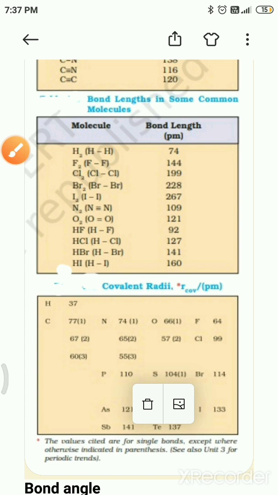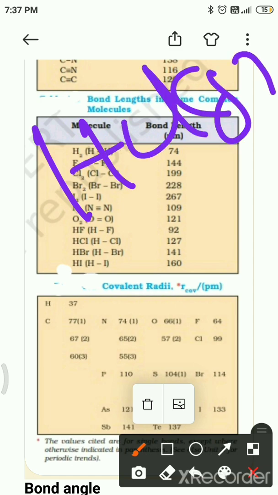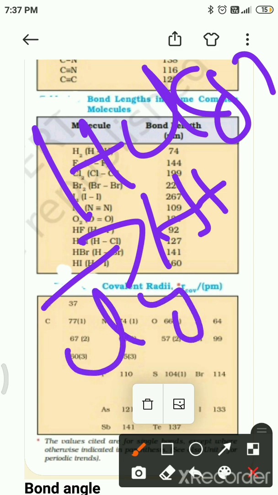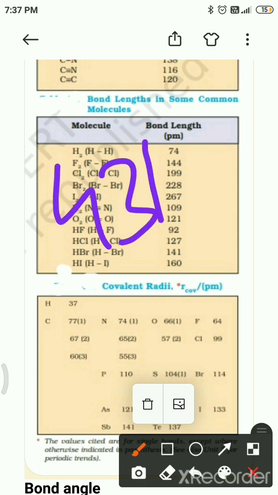It is very important to note that the larger the bond dissociation enthalpy, the stronger the bond in the molecule. For a heterodiatomic molecule like HCl, which is in the form of gas, it gives hydrogen plus chlorine. Here the bond enthalpy of HCl is 431 kilojoule per mole.